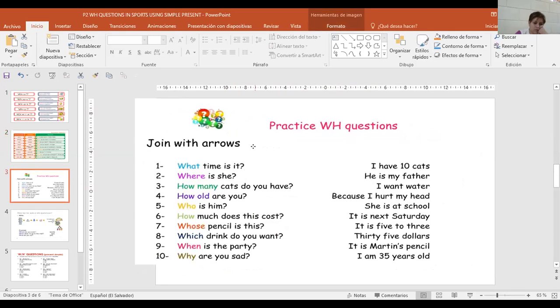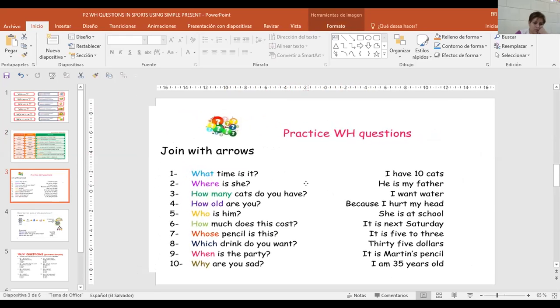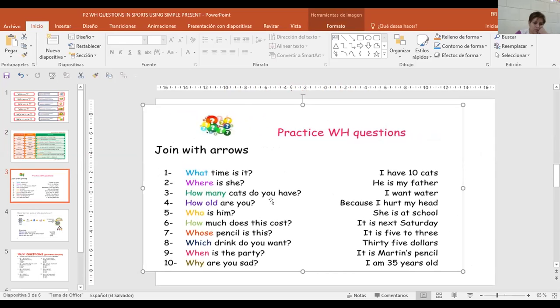Here I have some examples. And I have mixed answers. Tengo preguntas y respuestas ahí mixed up, revueltas, ¿verdad? Mixed up. So, I have the questions: what time is it? Where is she? How many cats do you have? How old are you? Who is him? How much does it cost? Whose pencil is this? Which drink do you want? When is the party? And why are you sad?